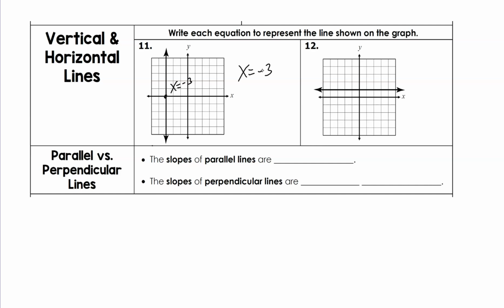All right, number 12, you can figure out what that is in a minute. Obviously, it's not x equals something. Notice it's going this way, so it's going to be the other letter equals some number.